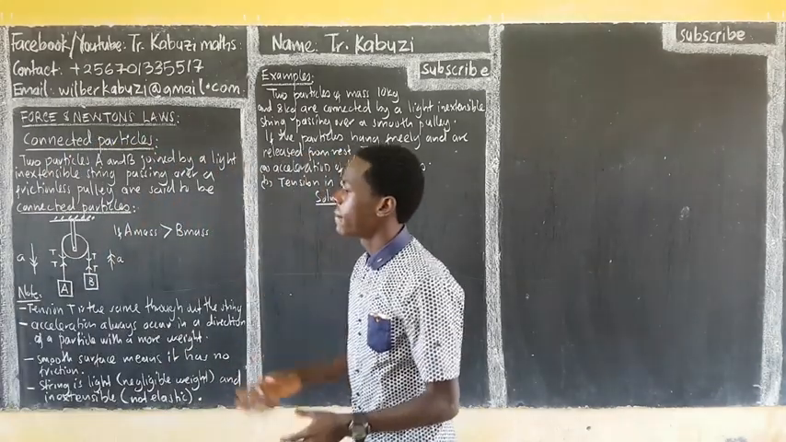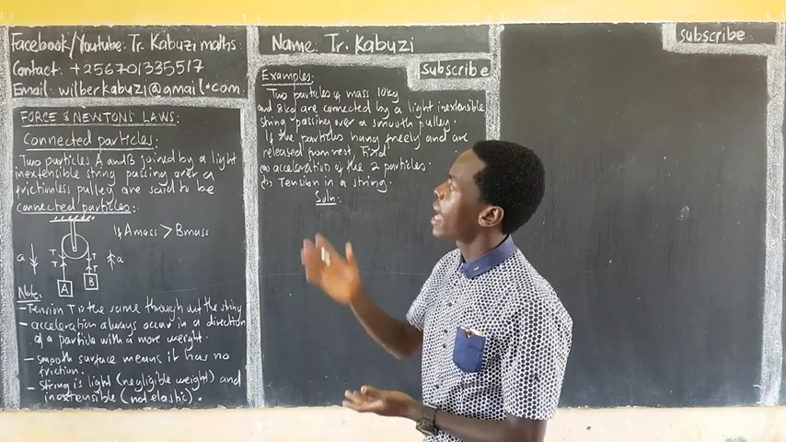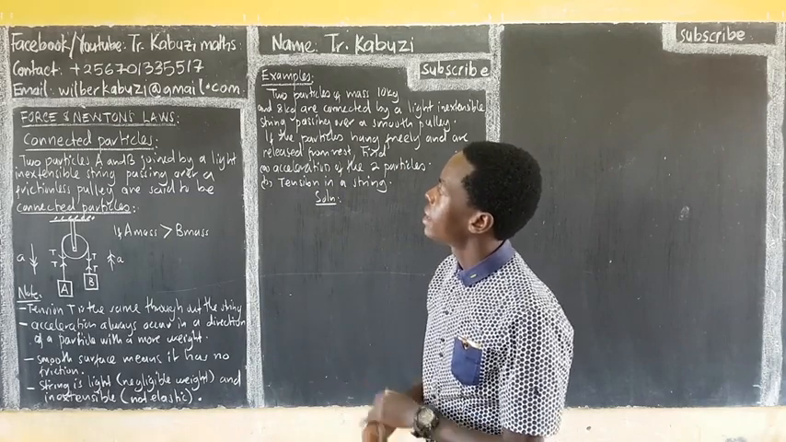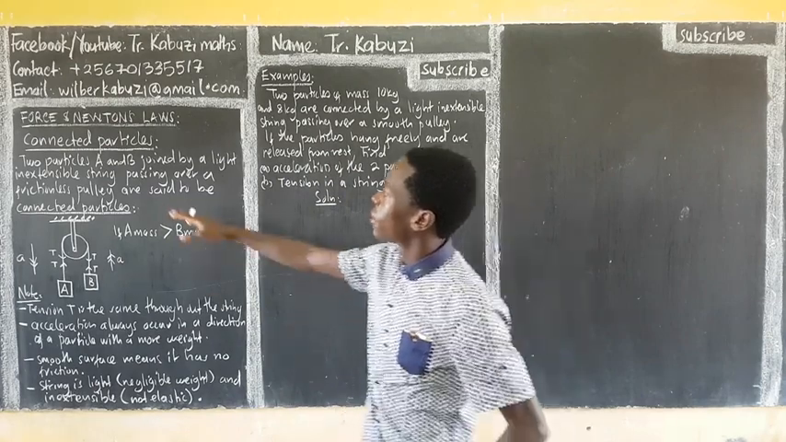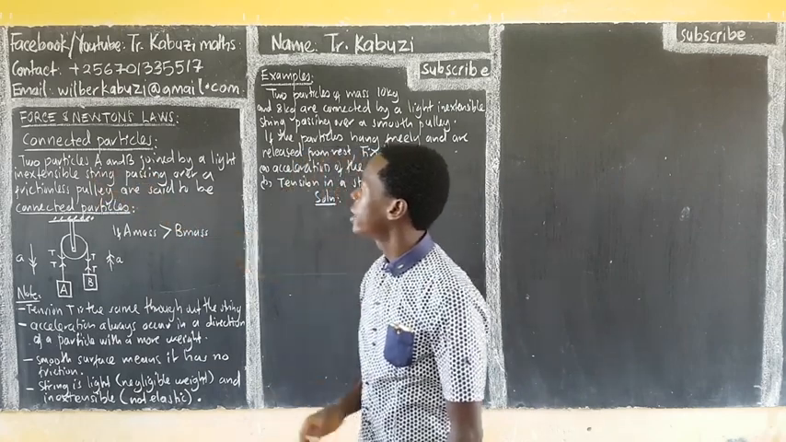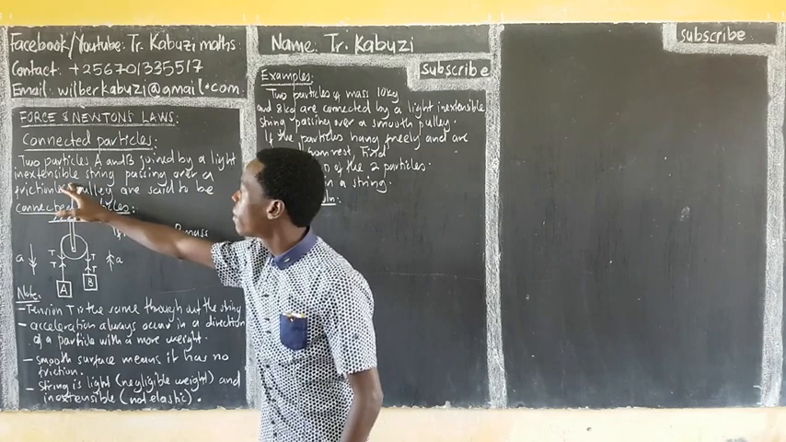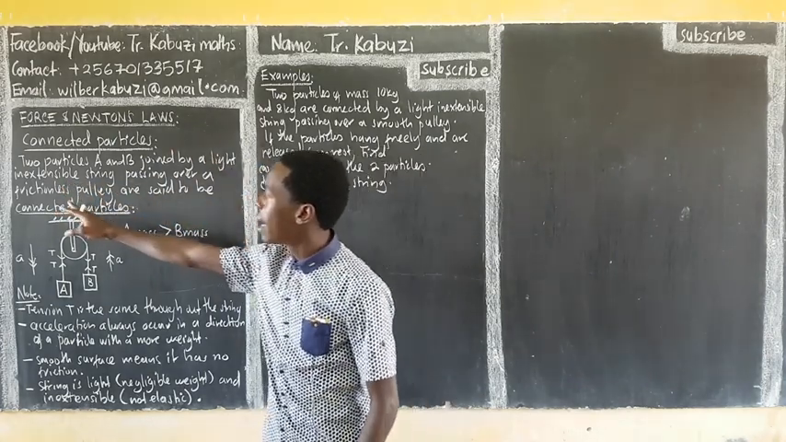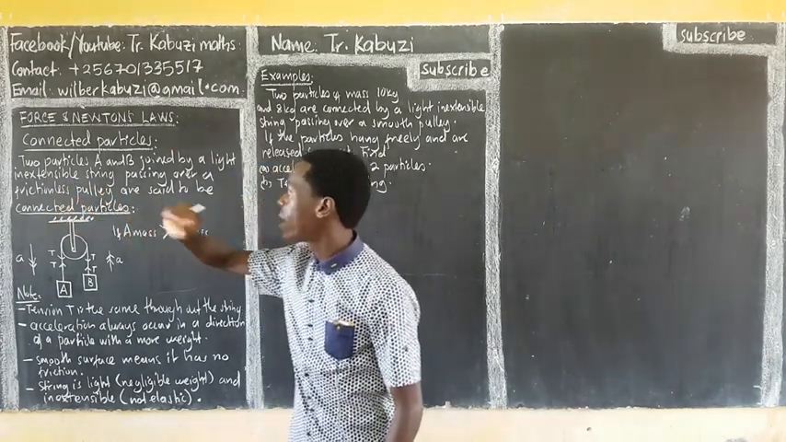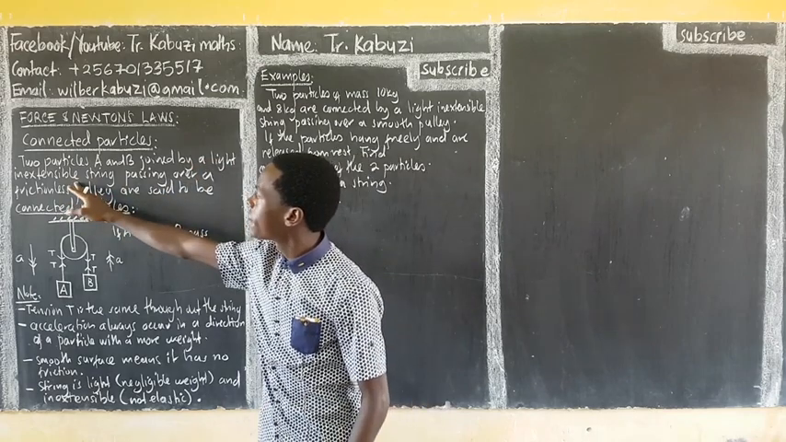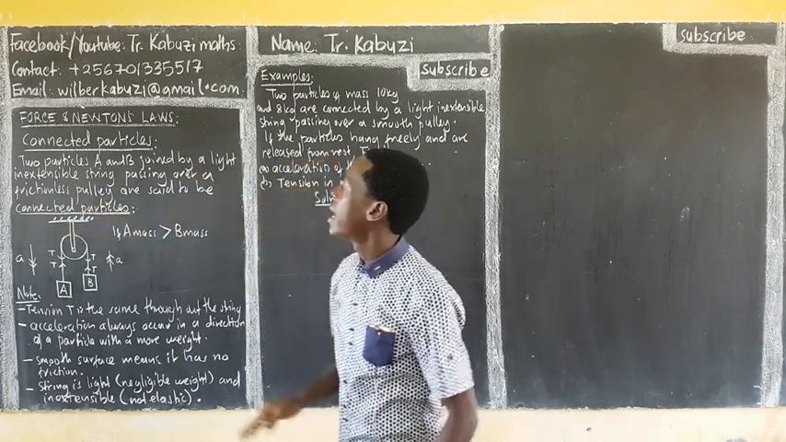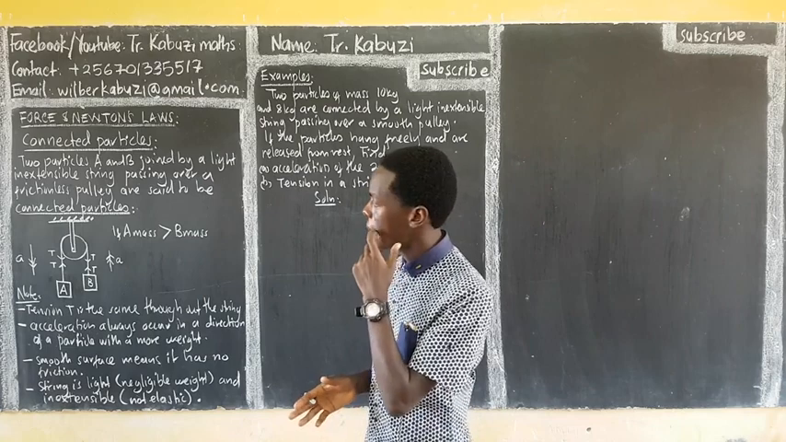Connected particles is a subtopic we are going to go through under forces and Newton's laws. Connected particles are two particles A and B joined by a light, inextensible string passing over a frictionless pulley. Light, inextensible, frictionless: these are the terms that say the particles are connected.